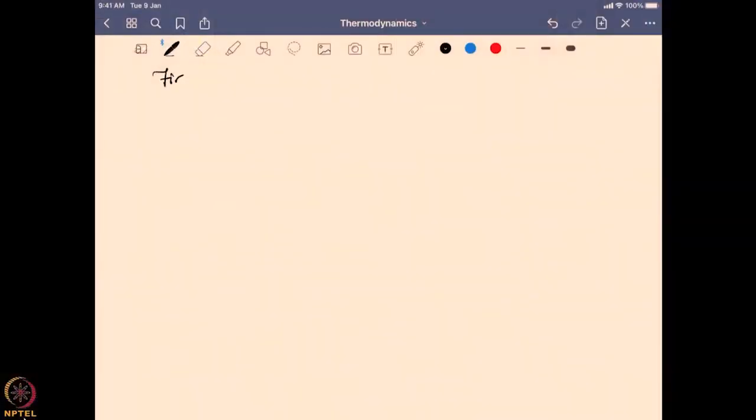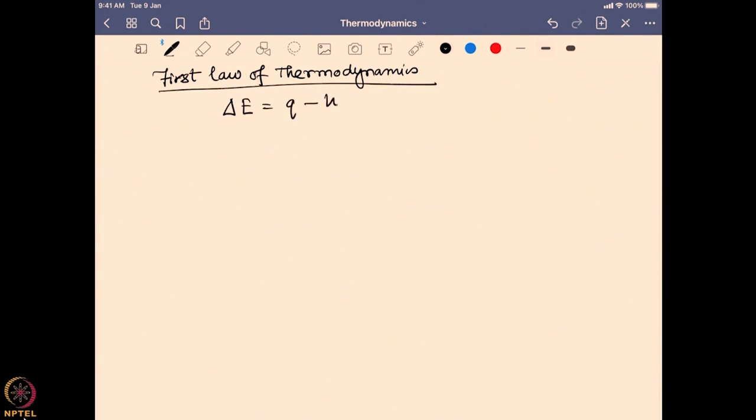So from the first law of thermodynamics, we have defined delta E is equal to Q minus W. Again, Q is positive when the heat is coming to the system and W is negative when the system is doing a work. And then we can write Q is delta E plus W.